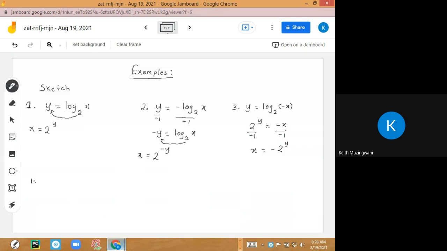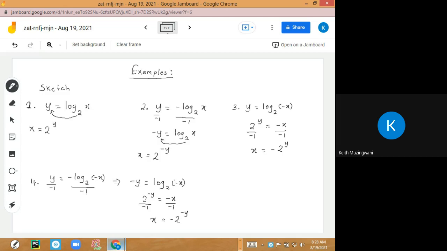And 4, y can be equal to negative log 2 negative x. So we first divide by negative 1, and our function will look like negative y is equal to log 2 negative x, and then raise 2 to the power negative y is equal to negative x. Divide by negative 1, x is equal to negative 2 to the power negative y.